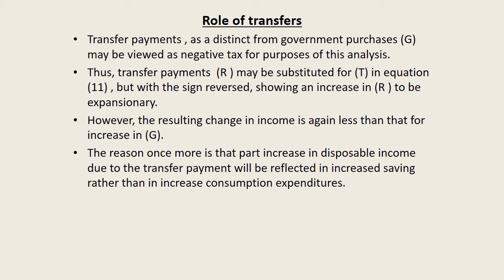يعني يا جماعة إن المدفوعات التحويلية هي تتميز عن الانفاق الحكومي في شكل مشتريات، وممكن ان ينظر لها باعتبارها نيجاتيف تاكس، ضريبة سلبية لغرض هذا التحليل. ويا جماعة the most common type of role of transfers is subsidies and pensions، الإعانات والمعاش. Thus transfer payment denoted R may be substituted for T in equation 11 but with the sign reversed, showing an increase in R to be expansionary.